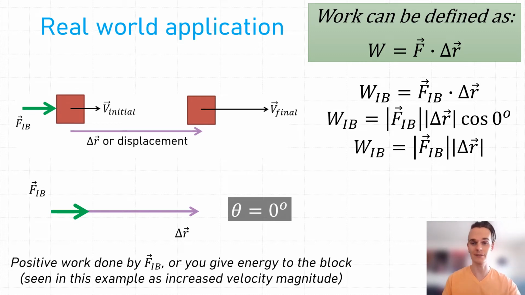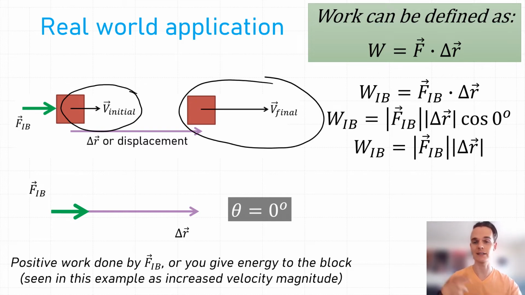It also means Ian has given energy to the box. So physically, we see that as an increase in the magnitude of the velocity vector from before Ian applied the force to after Ian applied the force. So Ian has done positive work on the box. Ian has given energy to the box, and we see that as an increase in magnitude for the box's velocity vector.